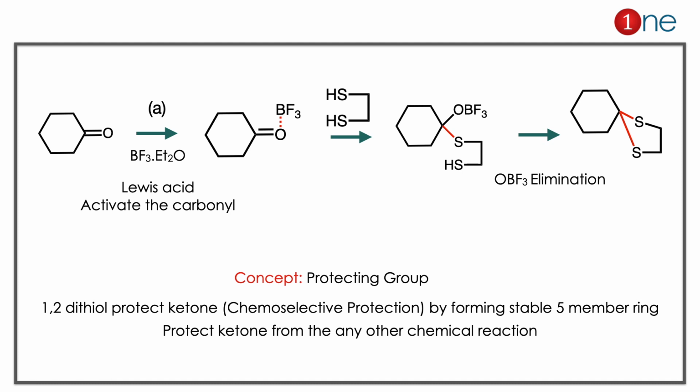Because here you have to learn the concept of a protecting group. Here the 1,2-diol protects the ketone. It's a chemoselective protection, meaning it won't allow the carbonyl to be involved in the reaction, through the stable 5-member ring formation. So the concept is that the diol group protects the ketone from any further reaction. It provides chemoselective protection.